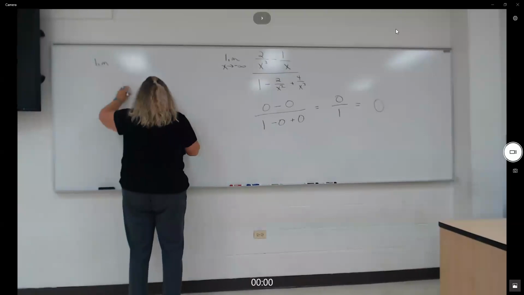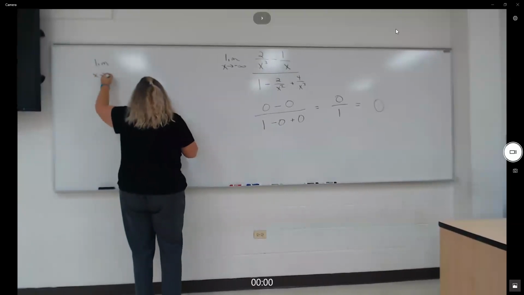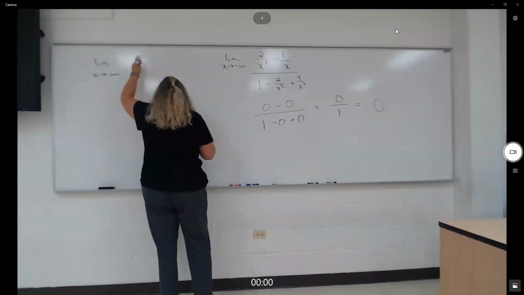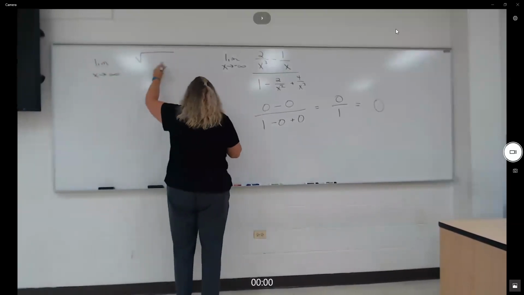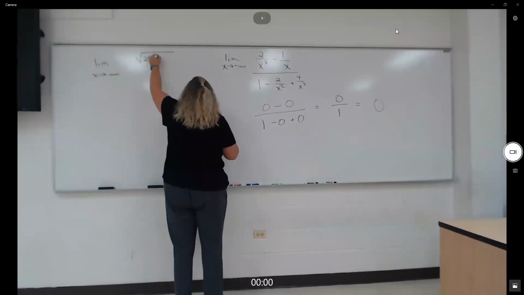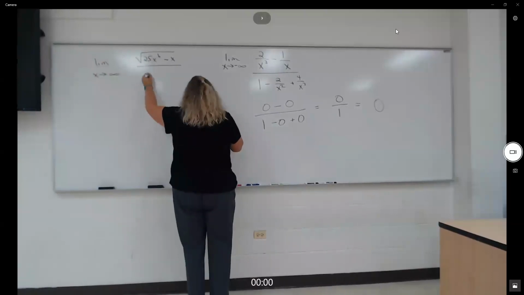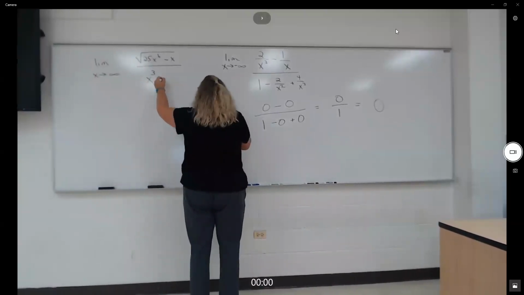All right, we've got to make it a little bit harder. Remember, I said our author loves hard problems. So here we go. The limit as x approaches infinity, he adds a square root. Square root of 25x^6 minus x, over x^3 plus 4.